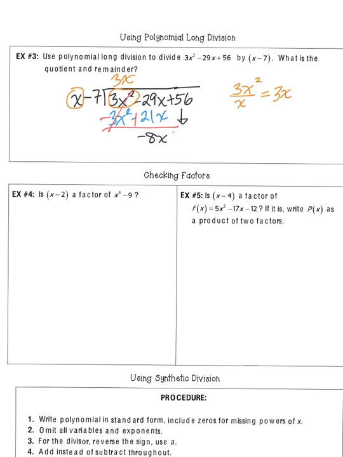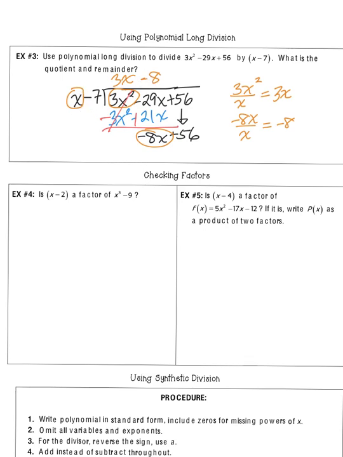Bring down the positive 56. And then it starts all over again. I'm going to focus on the first terms only, so the negative 8x is going to get divided by this x here. So I get just a negative 8. Put it above.